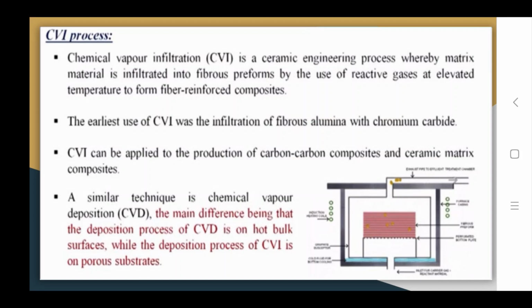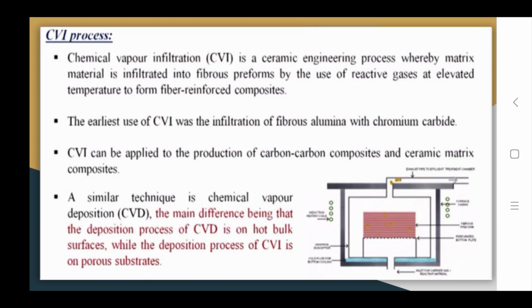This CVI was the infiltration of the fibrous alumina with chromium carbide. CVI can be applied to production of the carbon composite and ceramic matrix composite. A similar technique is the chemical vapor deposition process. The main difference between the deposition process of CVD and CVI is that in the CVD process a hot bulk surface is there, while in the CVI deposition process a porous substrate is used. So that is a basic difference.